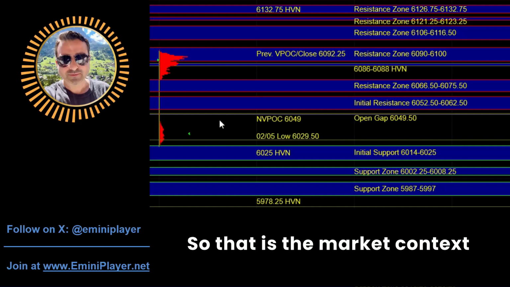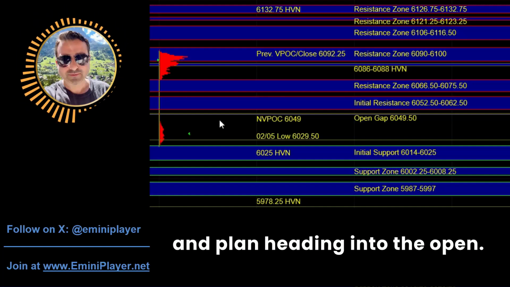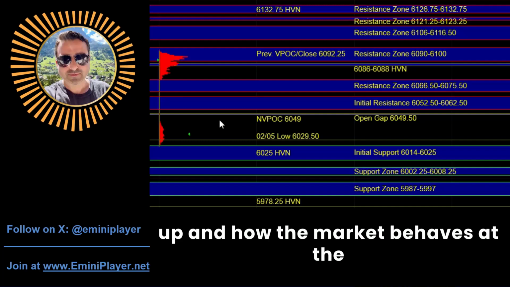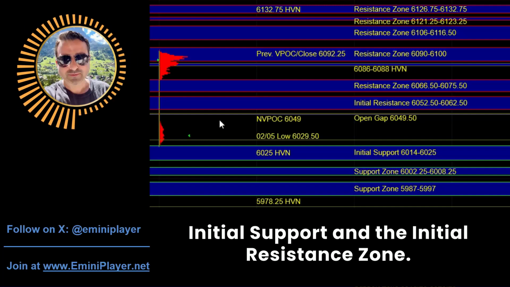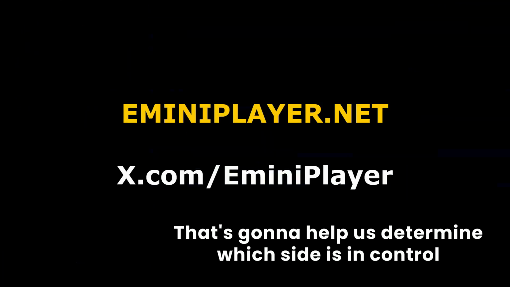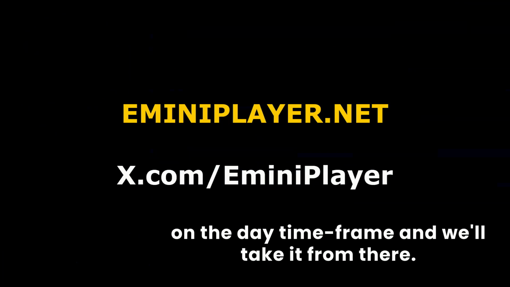So that is the market context and plan heading into the open. Let's see how the real-time situation shapes up and how the market behaves at the initial support and the initial resistance zone. That's going to help us determine which side is in control on the day time frame, and we'll take it from there.